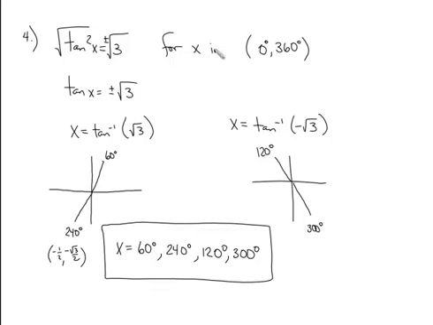Now, if they said all values in degrees, then instead of writing it like this, you would write each one out, and next to it, you'd put a plus 360 degrees K. And we'll talk more about that in a future lesson.